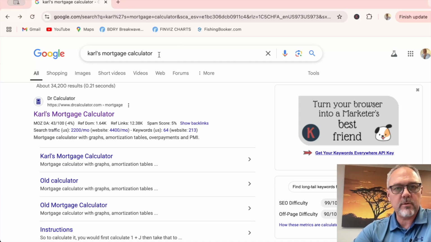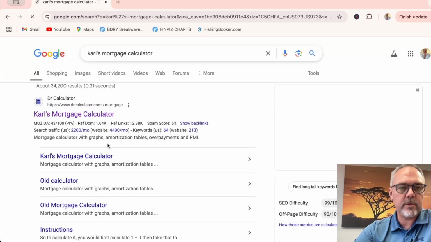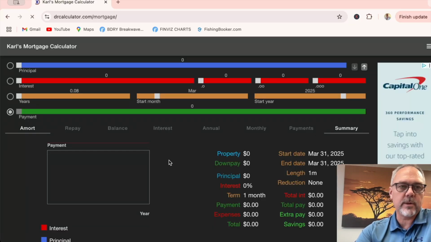So you just type in Karl's mortgage calculator in Google and hit search, and it'll pull up right here. It's under Dr. Calculator, I guess the parent company of Karl's mortgage calculator. This is also something you can download online. They have an app you can download on your phone as well, so you can have it with you at all times. So let's open it up and see what we got here today.